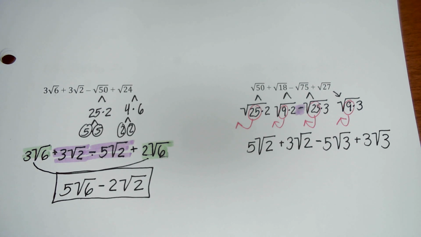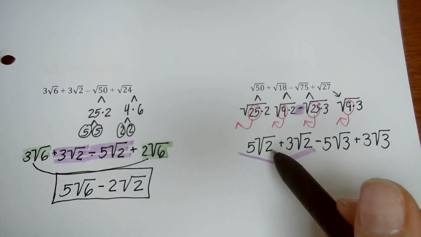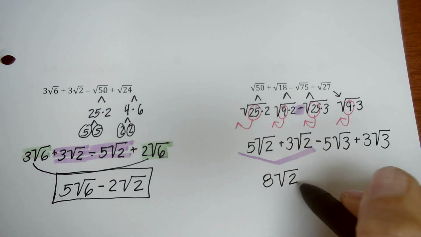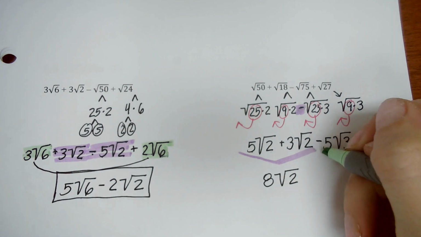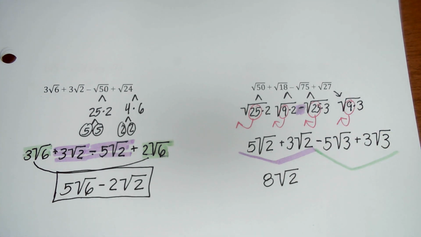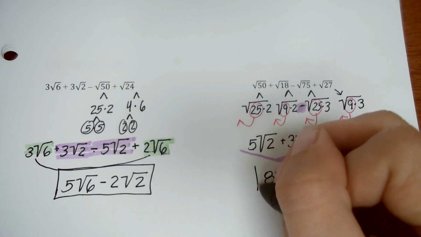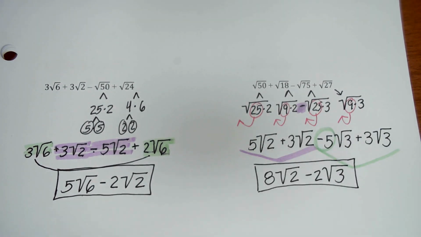Now that I've done that, I'm going to look for like terms, and they're already grouped for me. So first, we have the radicand 2. So 5 plus 3 is 8, square root 2. And then our second radicand is 3. Now remember, this negative stays with the 5. So negative 5 plus 3 is negative 2, and then square root 3. So that would be our final answer. And I know I can't simplify it any further because these radicands are prime.